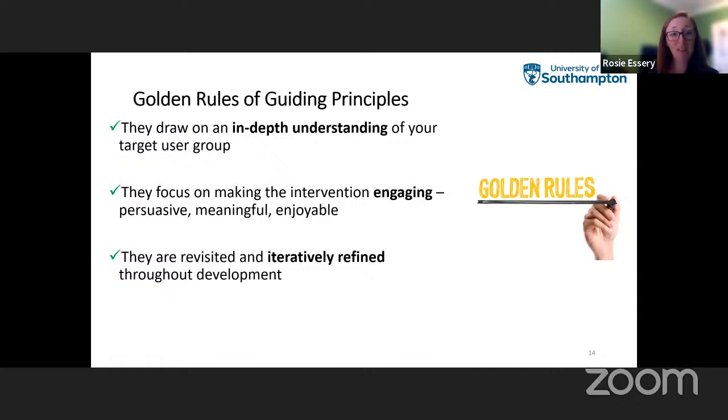The focus of guiding principles is very much on engagement and how to make your intervention as engaging as possible. So to be engaging, it needs to be persuasive, it needs to be meaningful and enjoyable, and it should highlight how your intervention will address those key issues and challenges for your target users. And also importantly, your guiding principles should be revisited and iteratively refined throughout the development process. So as you learn more about your users and how they're starting to engage with your draft content as you develop it, you can adapt your guiding principles accordingly.